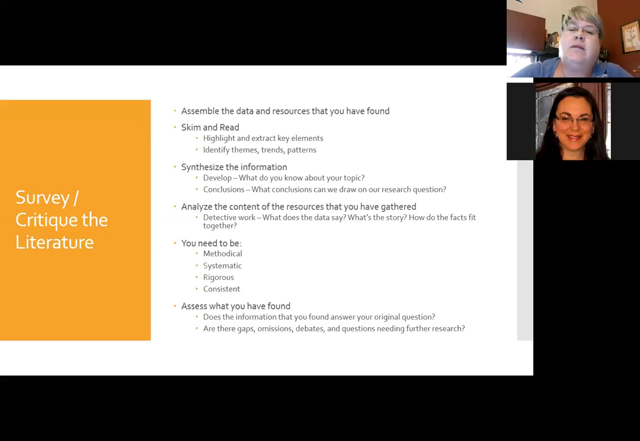I say a lot of times that doing research is like being a detective. What you're wanting to do when you're analyzing the content of the resources that you develop is kind of like detective work. What is the data telling you? What are the resources that you're finding saying? What's the story that it's telling you? What are you learning from it? And what are the relationships? How does all of this fit together so that you can put it into a cohesive whole that flows from one thing to another?